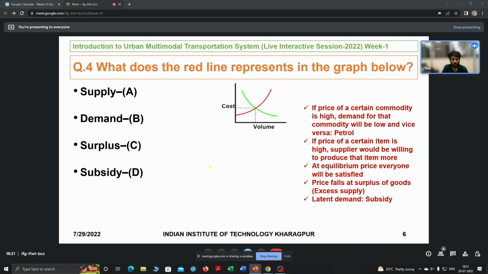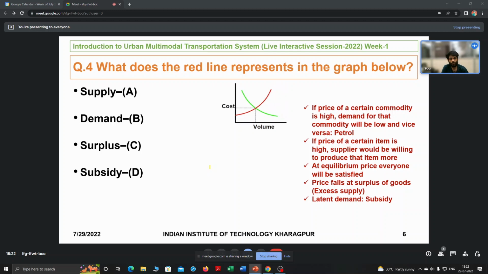Then if you consider the perspective of a supplier who is supplying the item, the supplier basically wants profit, so he wants to increase the price of an item, and then he will supply more, right? So they will supply those items more.